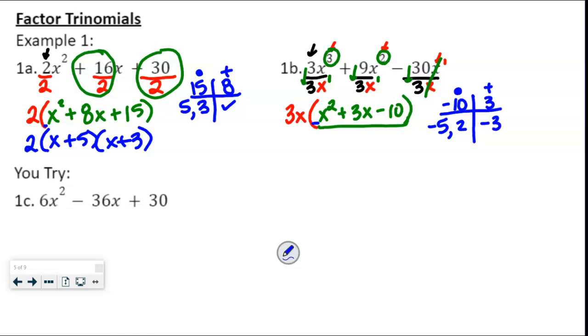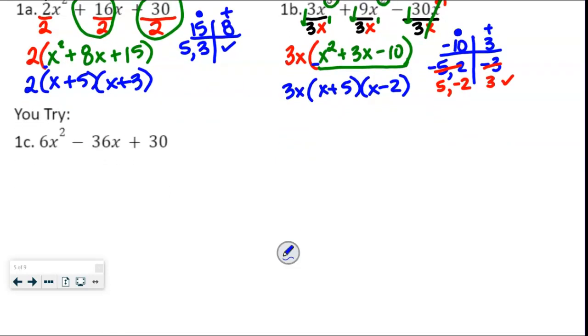Negative 3, right? So let's switch it up then, if the sign was wrong. So let's say 5 and negative 2. 5 plus negative 2, there will give you your positive 3. So this becomes 3x, then in factored form, x plus 5 times x minus 2. And then, of course, you can use box method to check your work. So go ahead and pause the video here and try 1C on your own.